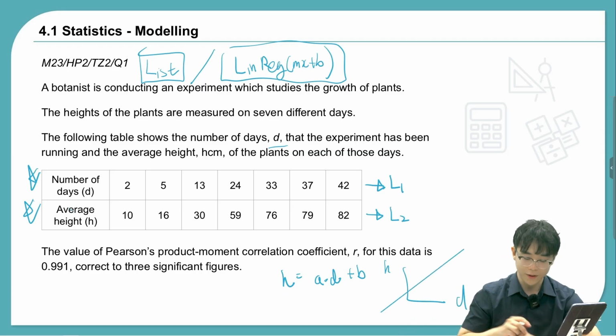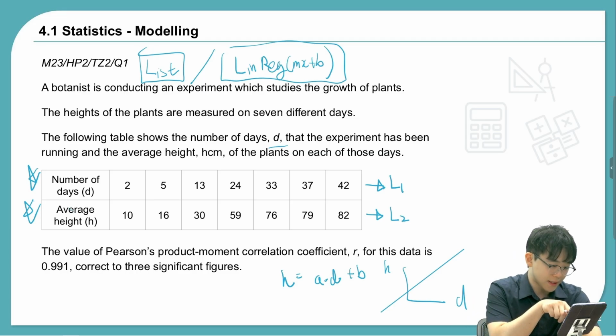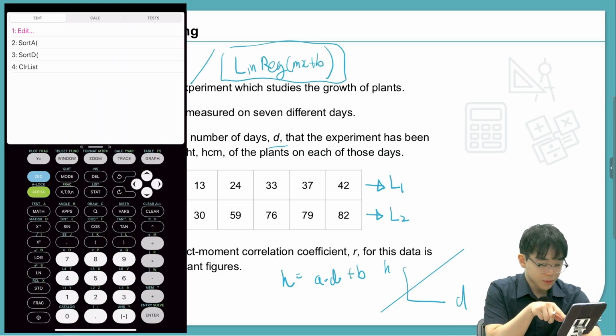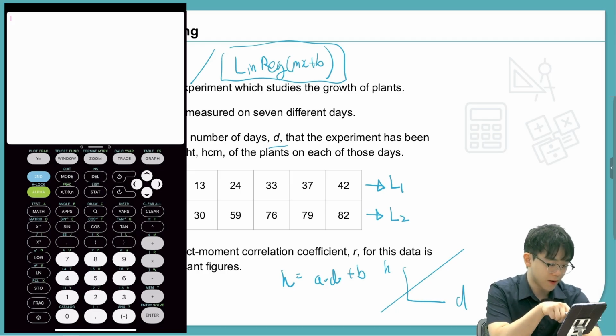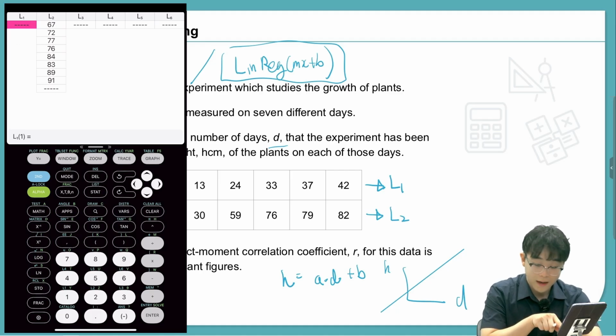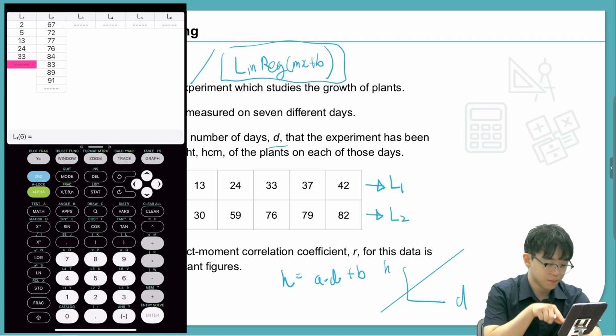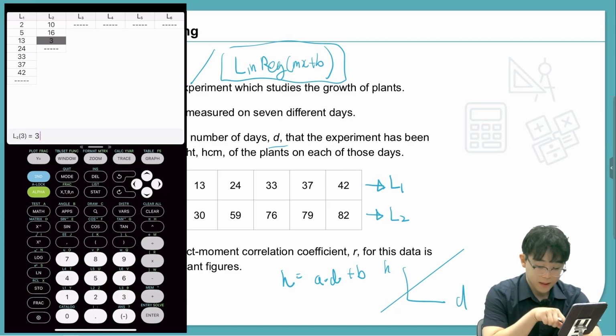So let's move on to our calculator and put in these values. Okay? So you want to go to Stat, List, and Edit. So you will see the tabs for lists L1 and L2. So you want to edit the column values right away. So for L1, I'm going to put in my D. So I'm going to put in 2, 5, 13, 24, 33, 37, and 42. And then I'm going to put in my H values, my Y values, into average height. So I'm going to have 10, 16, 30, 59, 76, 79, and 82.